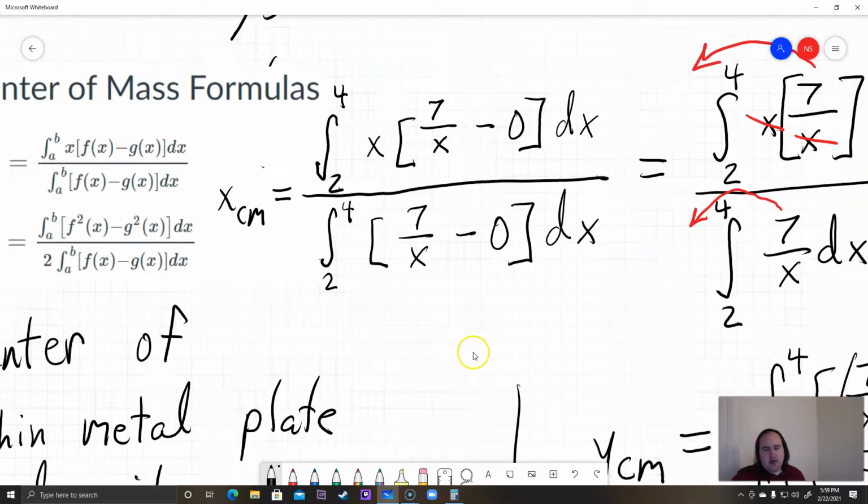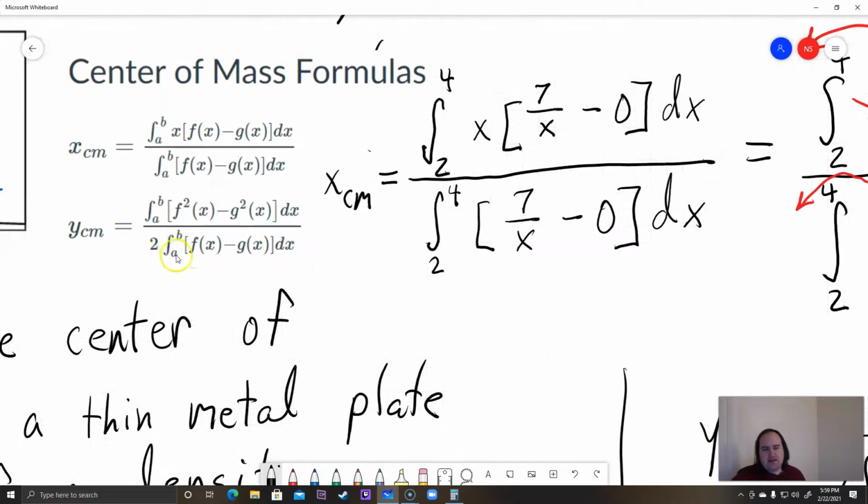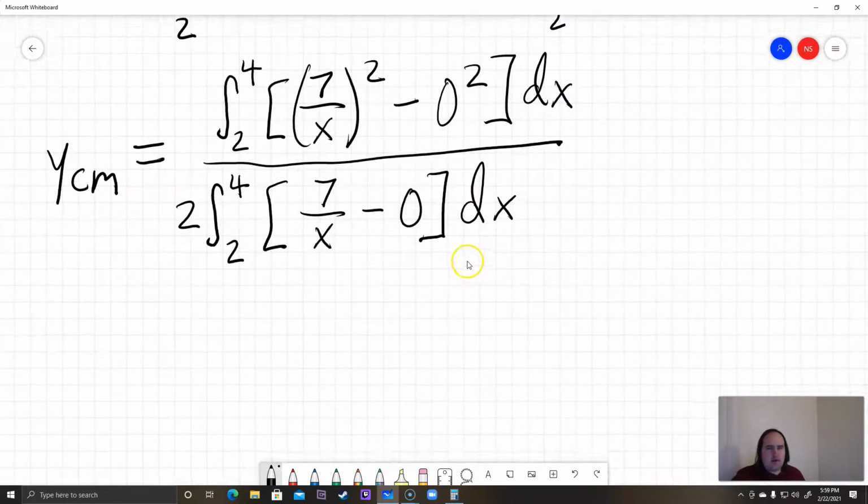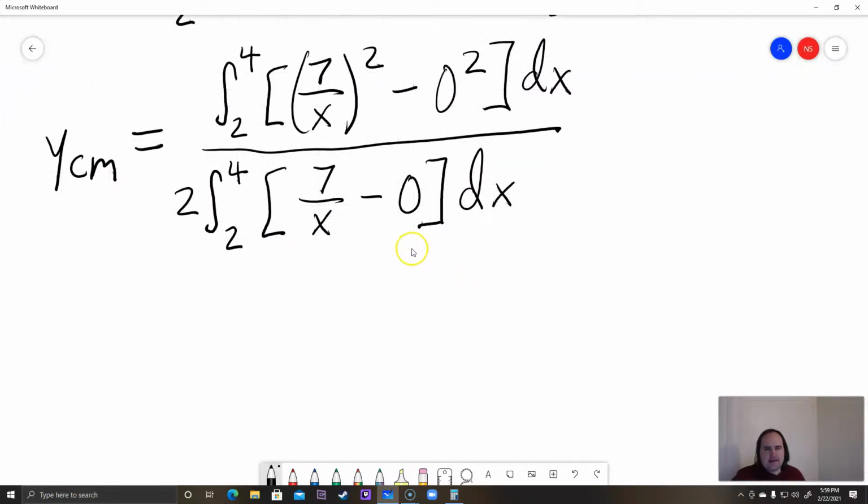So the numerator for this one is different, but the denominator is almost the same as the x center of mass. The only difference is for the y center of mass in the denominator, you actually end up with a 2 there. But it's still going to be the same integral that we did for the x center of mass for our denominator, we just multiply by 2. Okay?